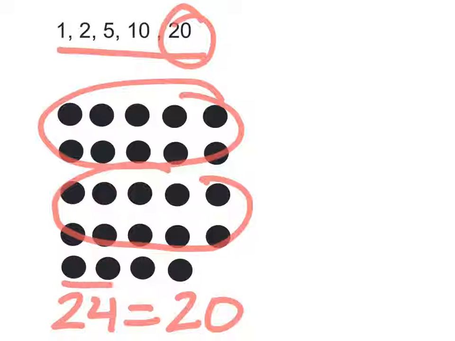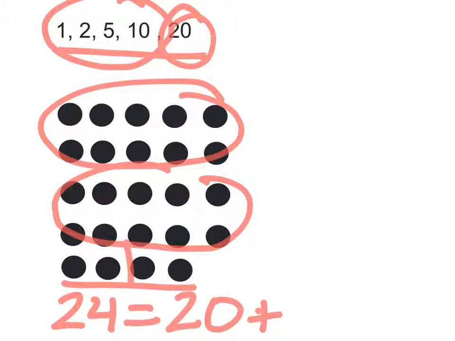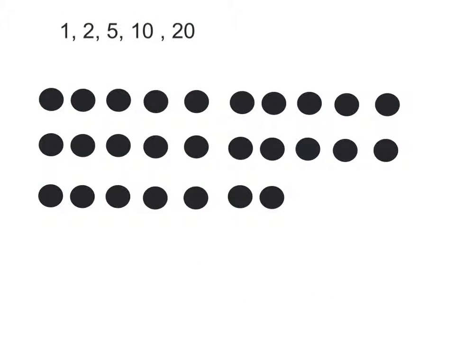That leaves only these dots, 4. And 4 is not one of the easy counting numbers. So 5 is too much. I'm going to break it out into 2 and 2. So 24 is broken down into the easy counting numbers 20 plus 2 plus 2. Now typically you're going to be given the number and then you're going to decompose it. So let me go ahead and give you the number that we have, and that's 27. And we're asking, how do we decompose that number?